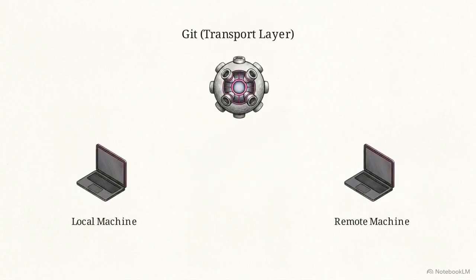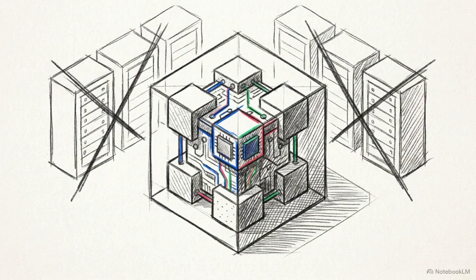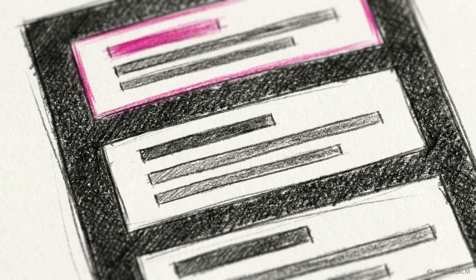The third component is the transport layer. We use Git, the standard version control system developers use to save code, to automatically push these text files from one laptop and pull them down to another. The result is a persistent memory for the AI. We didn't build any new servers or complex databases. It works through simple plain text files, the kind you can open in any basic notepad, and standard Git commands.